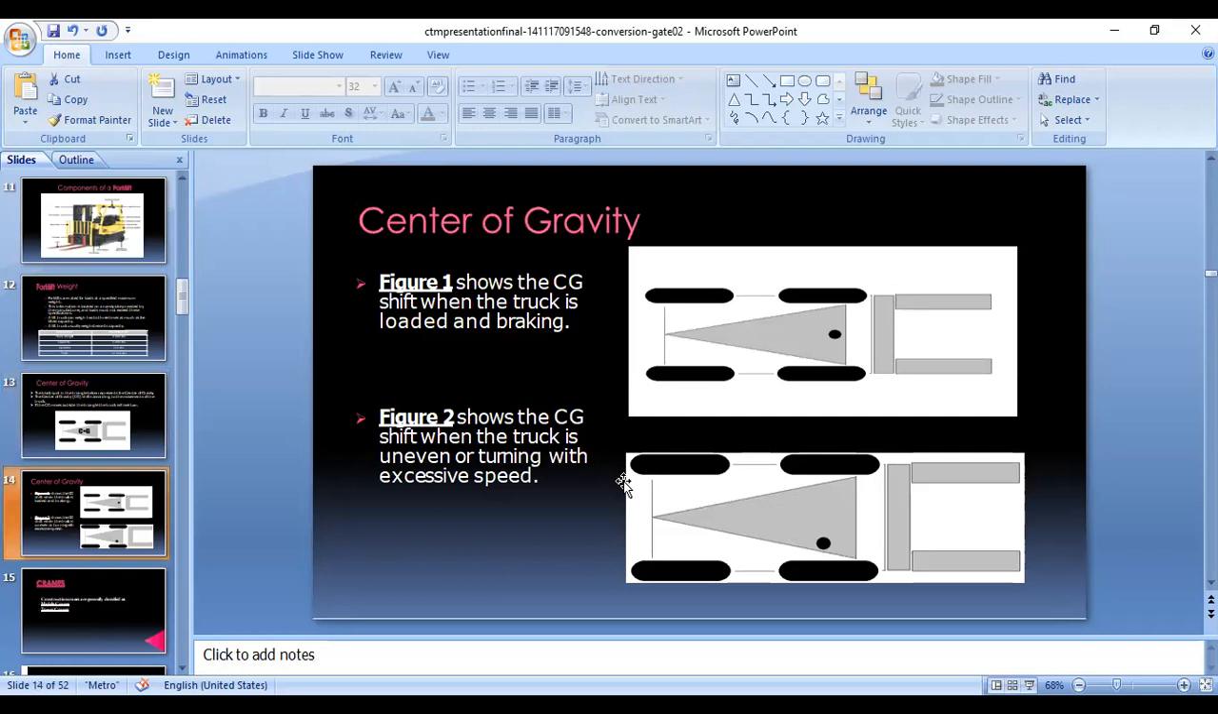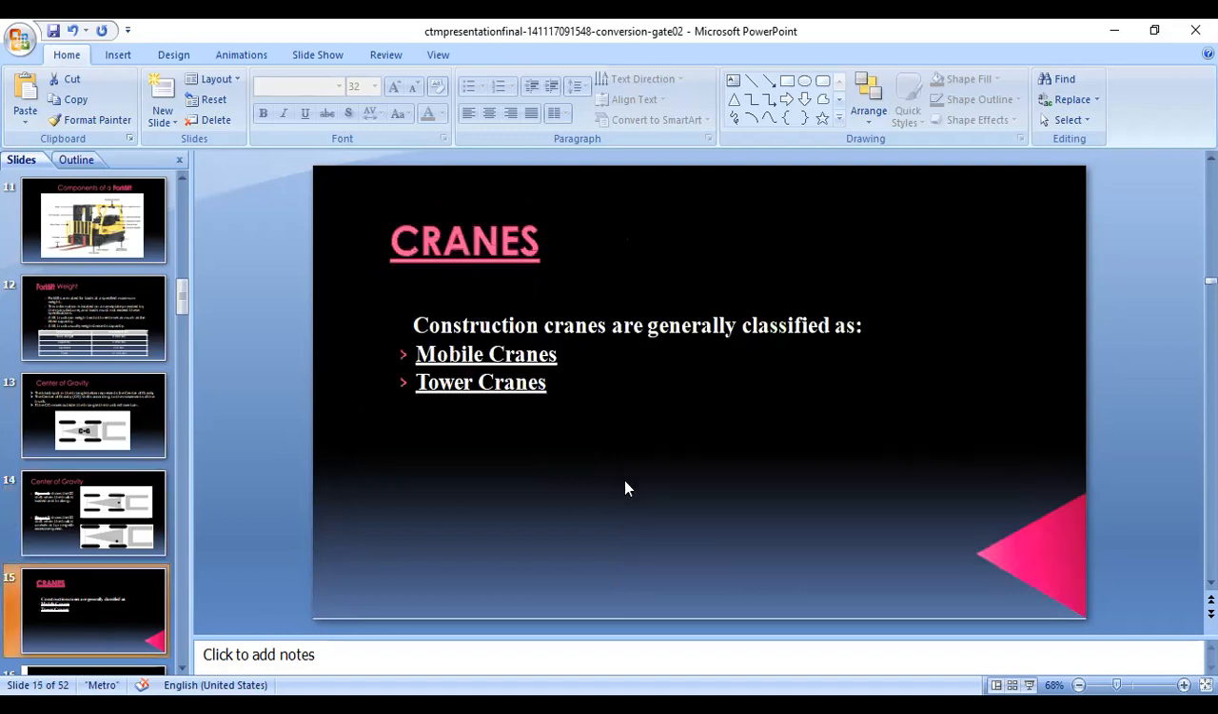Figure 1 shows the center of gravity shifts when the truck is loaded and braking. And in figure number 2, you can observe the center of gravity shift when the truck is on uneven ground or turning with excessive speed. So if the center of gravity of the forklift moves out of that triangle, then the vehicle can overturn.